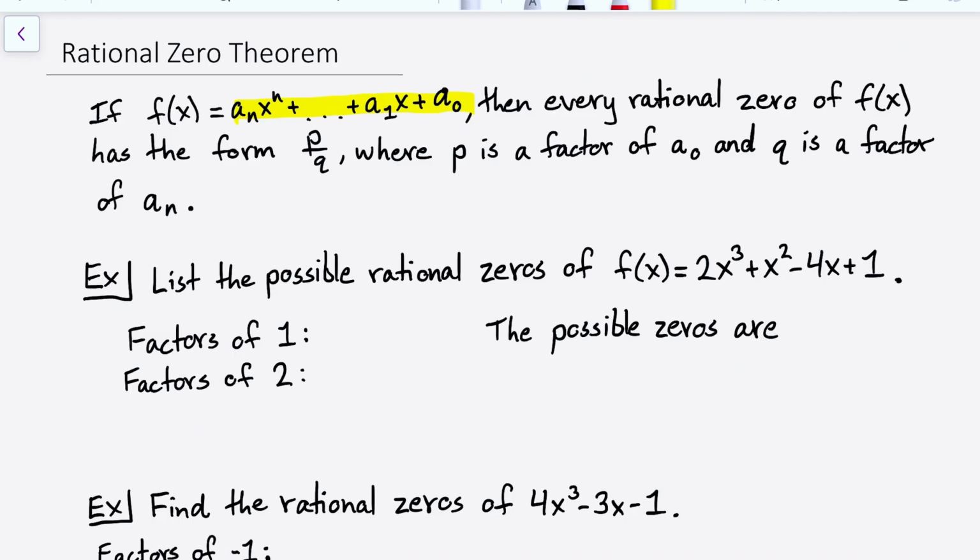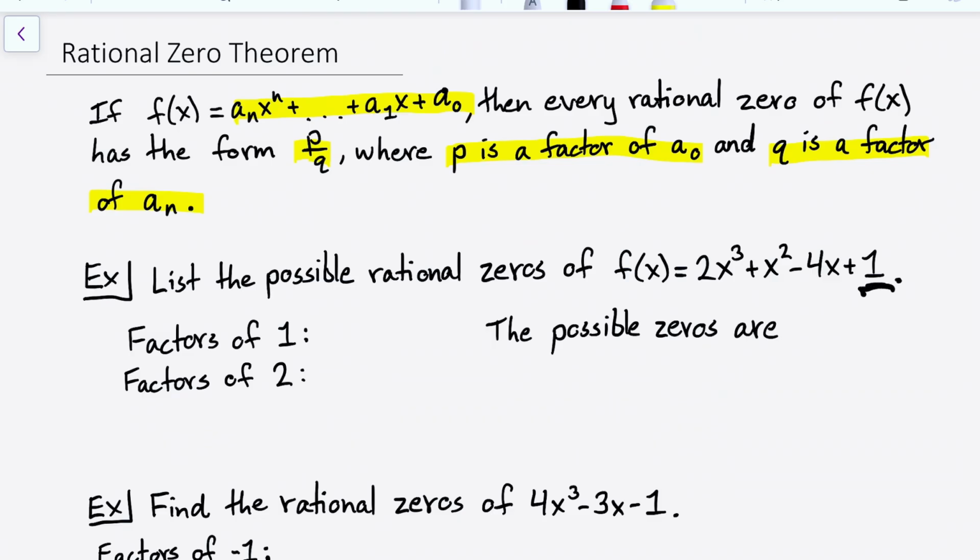Recall that a polynomial function can be written in this form: descending powers of x, each with an accompanying coefficient. And the Rational Zero Theorem tells us that every rational zero of the function has the form p over q, where p is a factor of the constant term and q is a factor of the leading coefficient. I can use this to list the possible rational zeros for a given function.